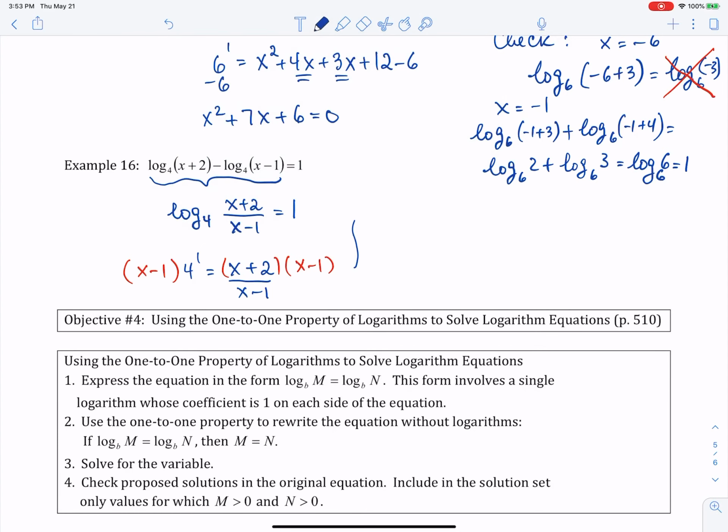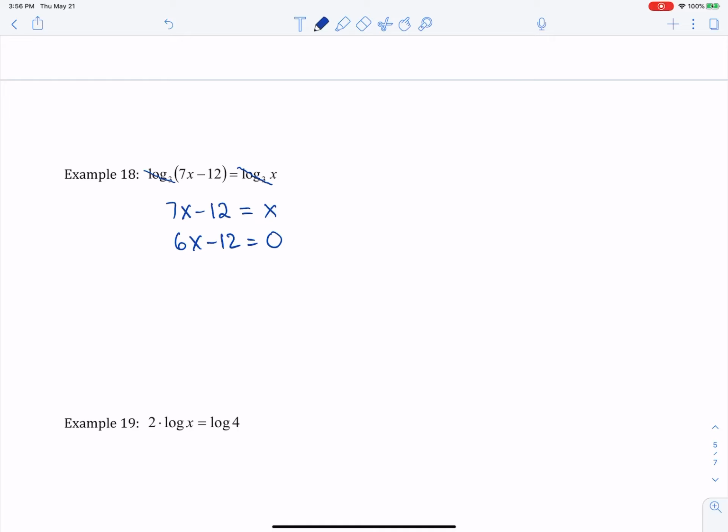Example 18. Again, I have two logarithms. Log base 3 is the same on both sides, so we can cancel these parts. The only thing we want to make sure is that the arguments are equal. Subtract x from both sides. It's going to be 6x minus 12 equals 0. Add 12 to the other side. 6x is equal to 12. Divide both sides by 6. x is equal to 2.